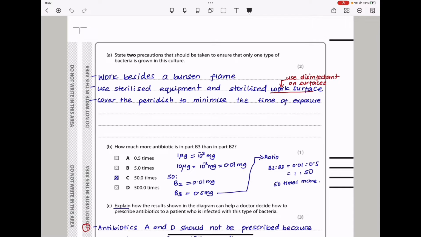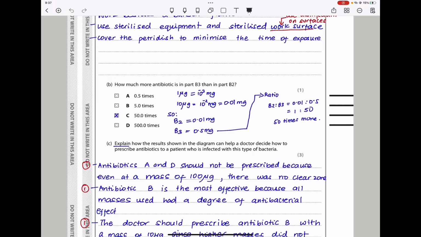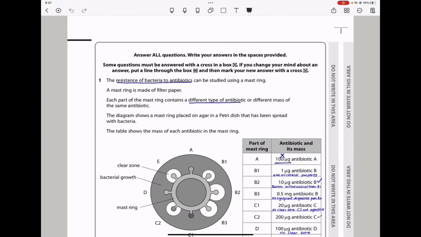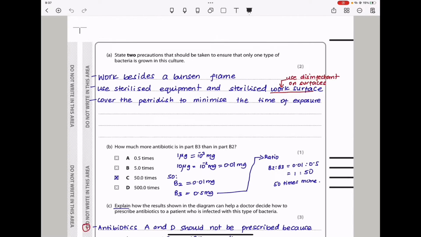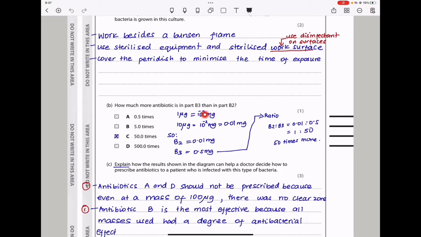contaminating microorganisms. In part B, how much more antibiotic is in B3 than in B2? So for this, we have to go back comparing B3 and B2. If you look at B2, there is 10 microgram, while in B3 we have 0.5 milligrams. You know 1 microgram is 10 power negative 3 milligrams. So the 10 micrograms should be 10 power negative 2 milligrams, which is corresponding to that. While in B3 we have 0.5 milligrams.